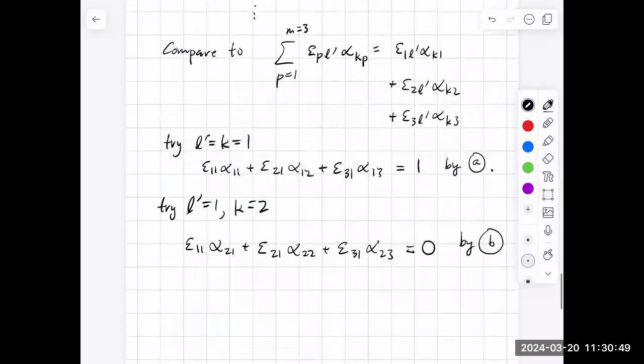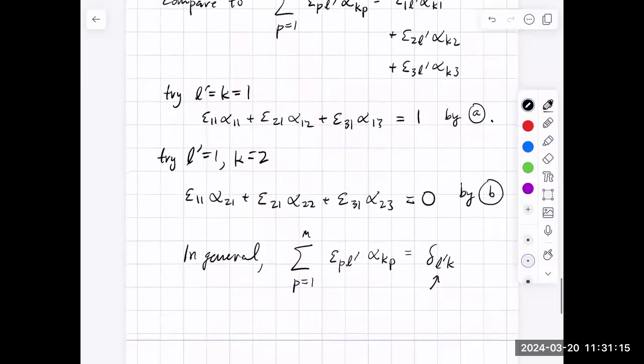Okay, so in general, it turns out that the sum that we have is just equal to our good old friend, the Kronecker delta function, which gives the elements of the identity matrix. Okay, so we're getting pretty close to where we want to be.